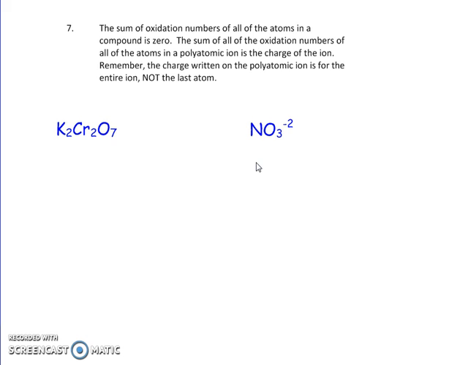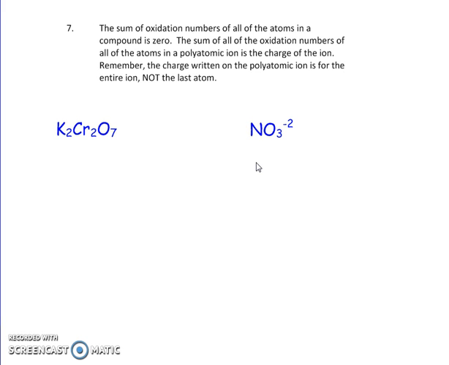Number 7 is where most of the work comes into play. All of the other rules tell you if it's this element, it has this charge. This rule tells us that if we add up the oxidation numbers of all of the atoms in a compound, it must add up to 0. If I have a polyatomic ion, when I add up all of the oxidation numbers for those atoms, it needs to add up to the charge of the polyatomic ion.